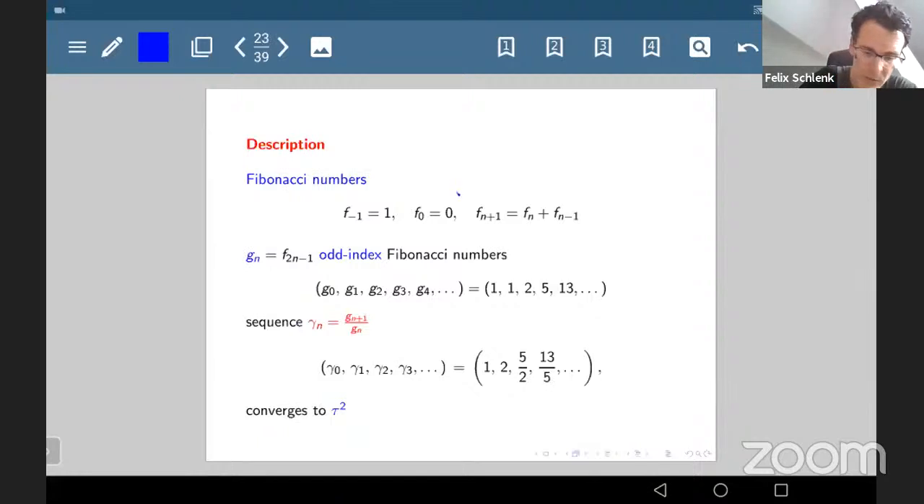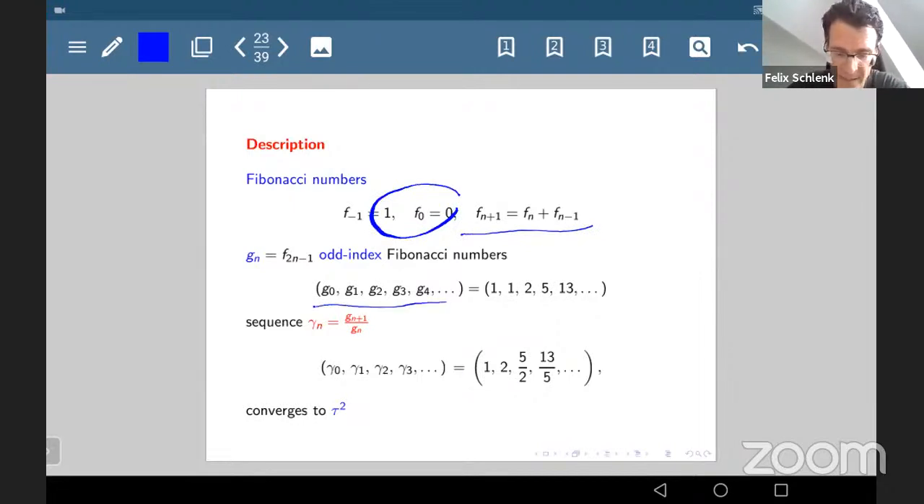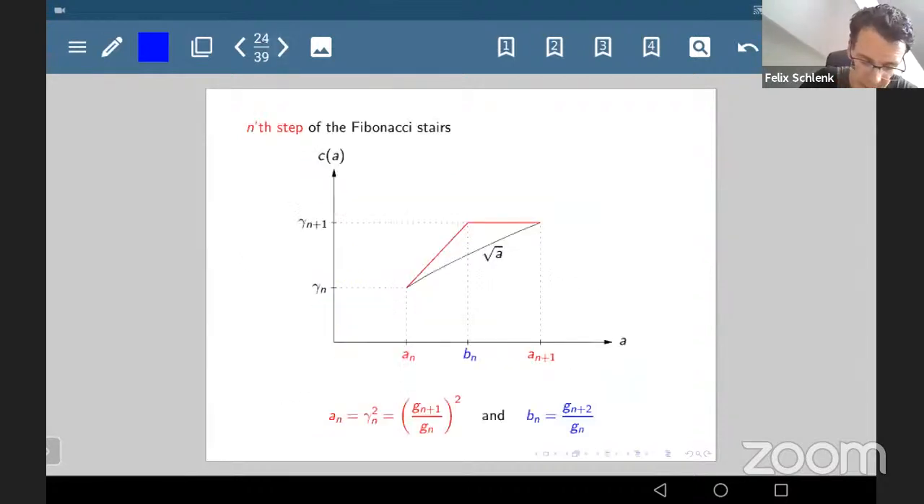So you take, as usual, Fibonacci numbers with recurrence, and then you take only the odd index ones, only each second. They are 1, 1, 2, 5, 13, 34, 89, and so on. And then you take the quotient of consecutive ones. So you get these numbers. And this sequence converges to tau to the 2. And then you can already describe everything. I can also tell you what A is. So I now describe one step, namely the nth step.